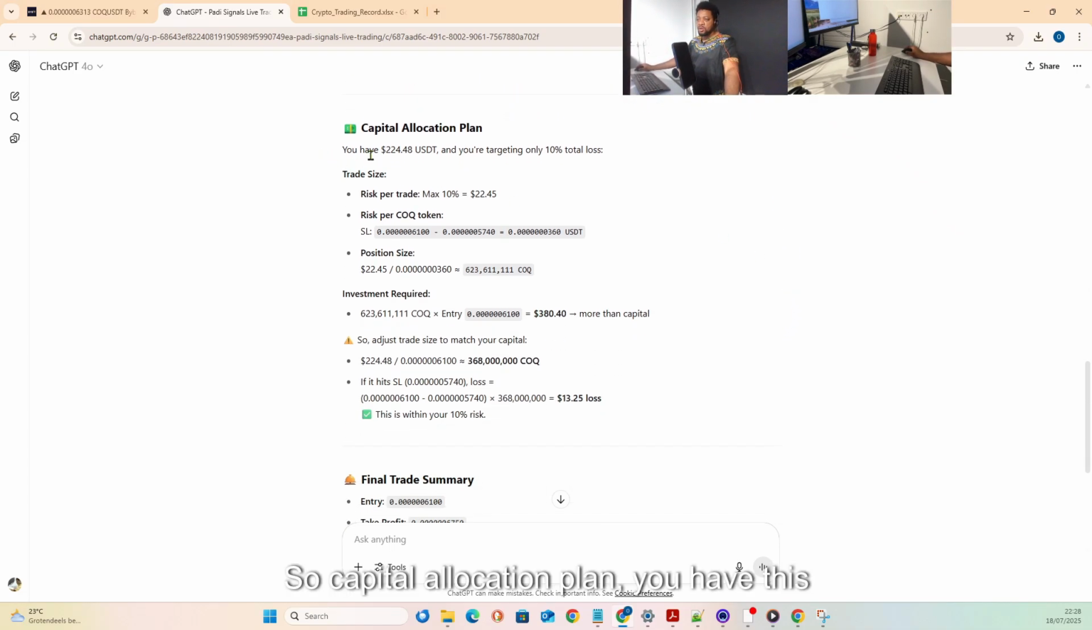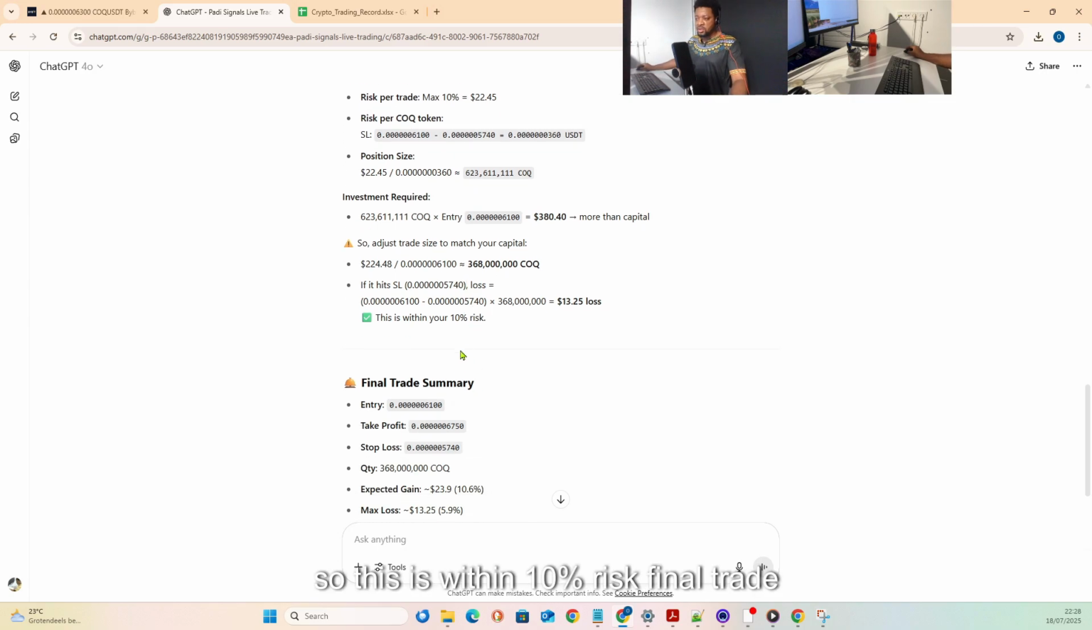So capital allocation plan: you're targeting only 10% total loss. Total size risk per trade is this. Risk per COQ token is this. Position size is this. Investment required is this times this, which equals 80 more than capital. Huh? So adjust trade size to match your capital. Okay, if it hits this, this is within 10% risk.